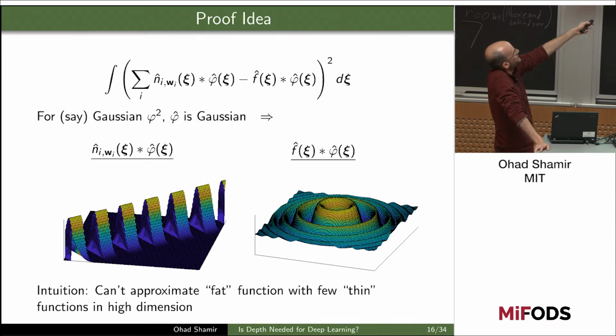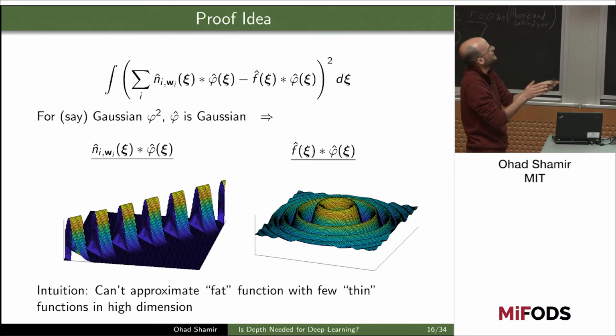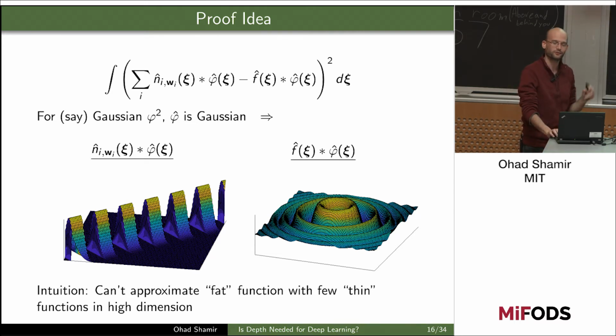And the intuition is that if we have a lot of such functions which are thin, with most of the mass concentrated in some small subset of the space, it would be very difficult to approximate this kind of fat radial function unless you have exponentially many functions of this form. Okay? So it should be intuitively obvious that it's hard to approximate this function using this function, but even that we don't know how to do. So we need to add a tweak here.